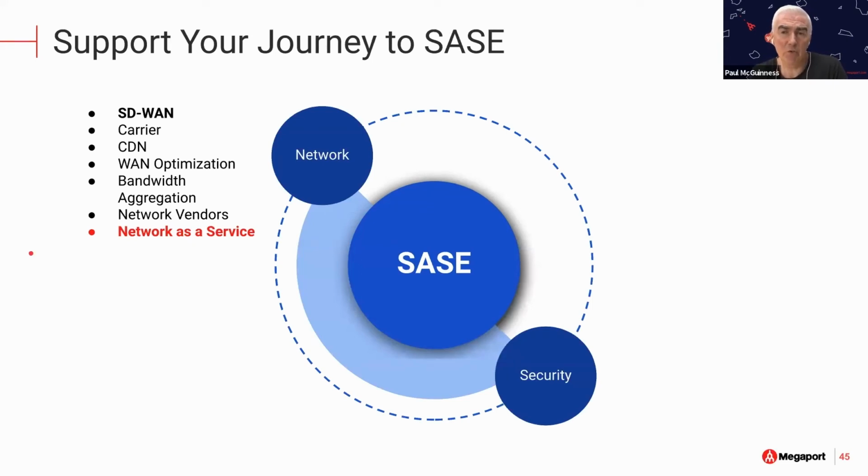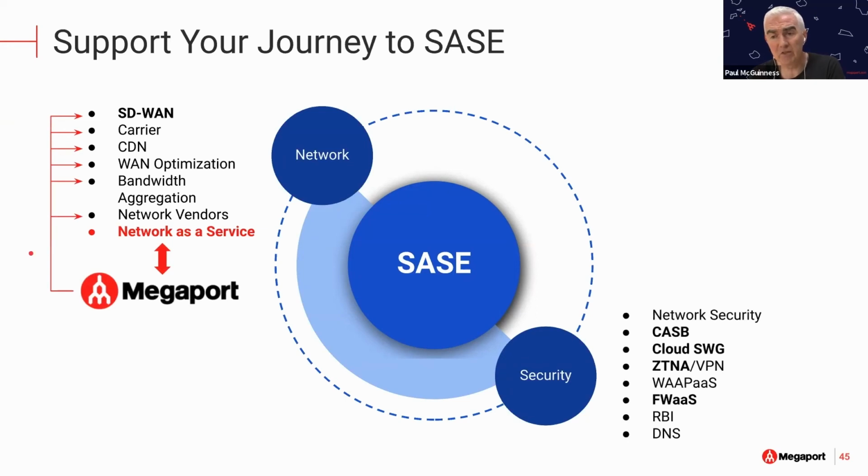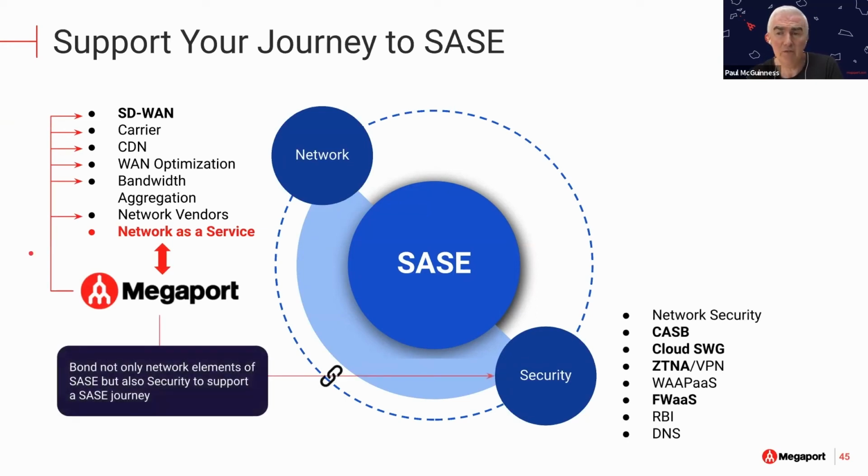So there's two elements to it. There's the network as a service side, which obviously Megaport firmly fits in. And then there's also security as a service here on the right. So we are here to bond these two together. Like I said before, we are not selling SD-WAN solutions. We are hosting that SD-WAN element on the edge of our network, allowing you to get that network as a service, that flexibility, that control, to have that private connectivity.